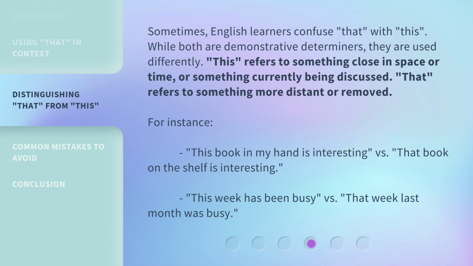Sometimes, English learners confuse that with this. While both are demonstrative determiners, they are used differently. This refers to something close in space or time, or something currently being discussed. That refers to something more distant or removed. For instance, this book in my hand is interesting, versus that book on the shelf is interesting. This week has been busy, versus that week last month was busy.